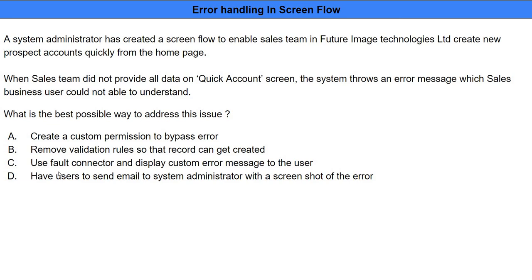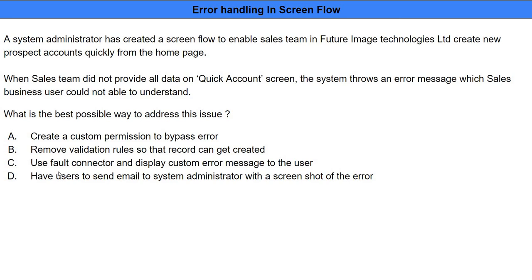So we have four options. One is to create a permission set to bypass the error. Another is to remove the validations that prevent the user from saving the record, or use a fault connector, or have the user send an email to the system admin with the error screenshot. The intent of this question is to test your knowledge as an administrator of how best you can do error handling, especially when you write your business process automation using ScreenFlow, because this knowledge is essential so that the user will not see any technical error message if something goes wrong, because business users typically cannot understand all the technical error messages, isn't it?